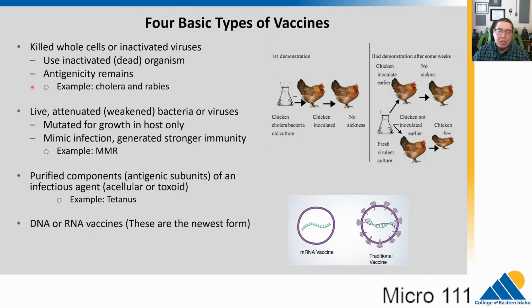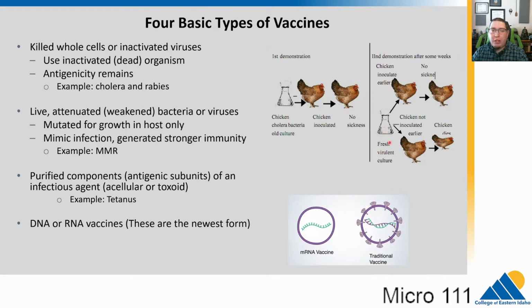We have 4 different basic types of vaccines. 3 of them are much older, I guess, technologies. Actually, they go back to what we talked about with Louis Pasteur. So Louis Pasteur originally was studying chicken cholera bacteria, which can kill chickens. So he was interested in what causes this disease because chicken farmers were losing chickens.